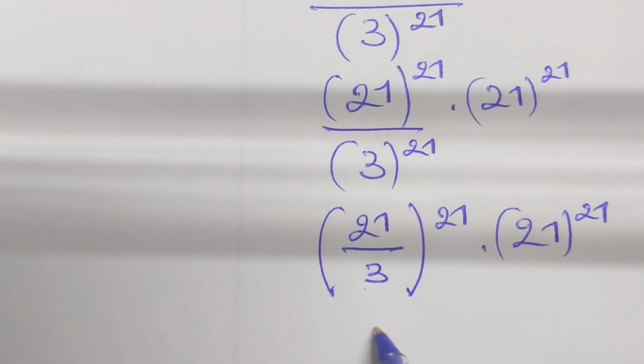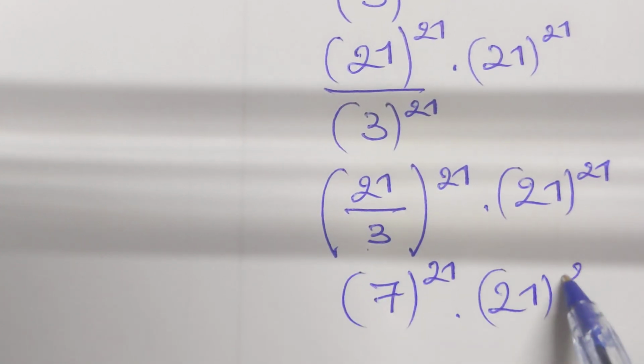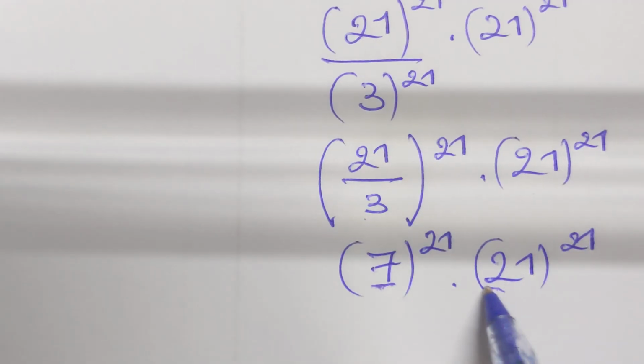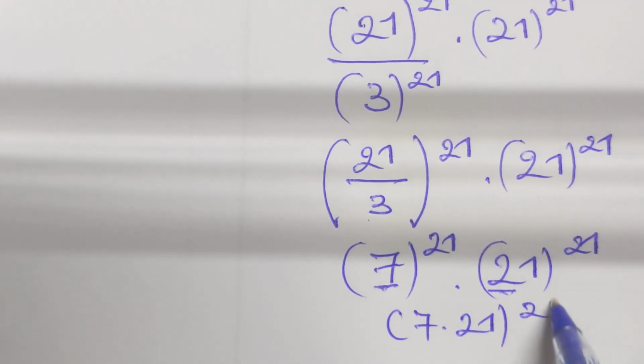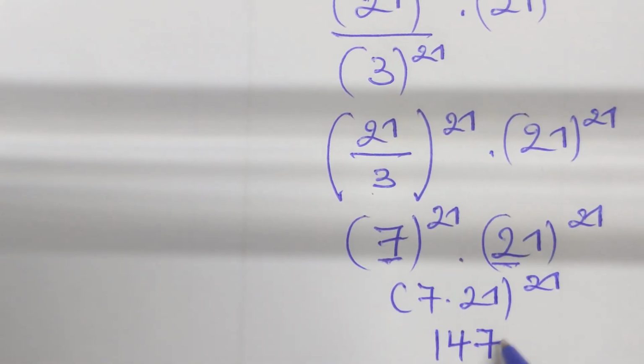21 divided by 3 is equal to 7. Power 21 times 21 power 21. Then our answer shall be to multiply 7 times 21 power 21 to get 147 power 21.